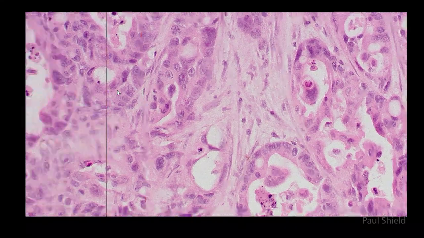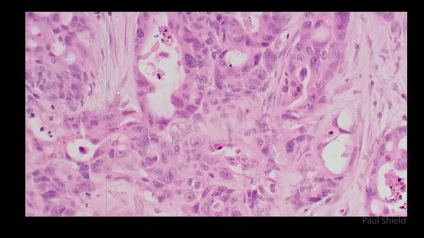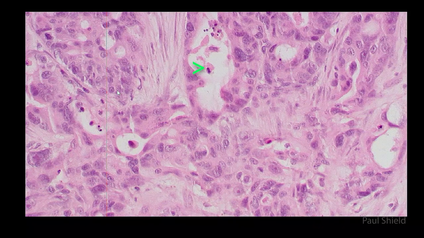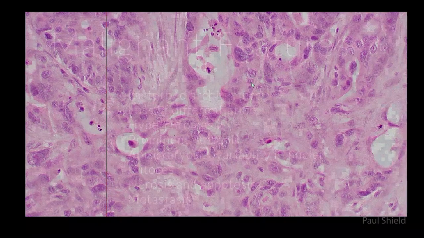Some areas also showing necrosis, and this area here is showing quite a bit of apoptotic debris, commonly seen in these rapidly proliferating tumours. That one there is quite a large nucleus. It's dark, it's hyperchromatic, and has a prominent nucleolus. And if you compare one nucleus to those around it, there's quite a bit of variation.